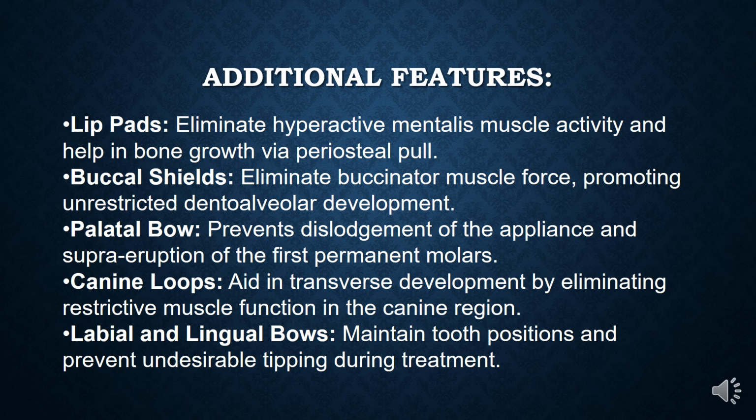Additional features include the lip pads, which eliminate hyperactive mentalis muscle activity and help in bone growth via periosteal pull. Buccal shields eliminate buccinator muscle force, promoting unrestricted dentoalveolar development. Palatal bow prevents dislodgement of the appliance and supra-eruption of the first permanent molars. Canine loops aid in transverse development by eliminating restrictive muscle function in the canine region, and labial and lingual bows maintain tooth positions and prevent undesirable tipping during treatment.